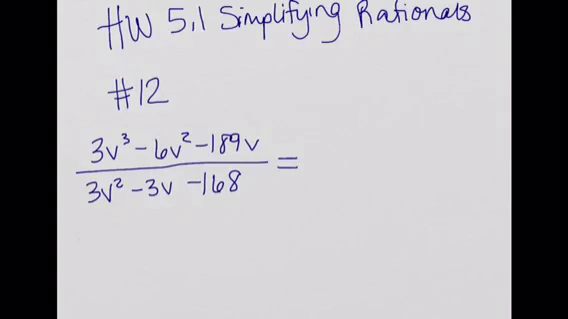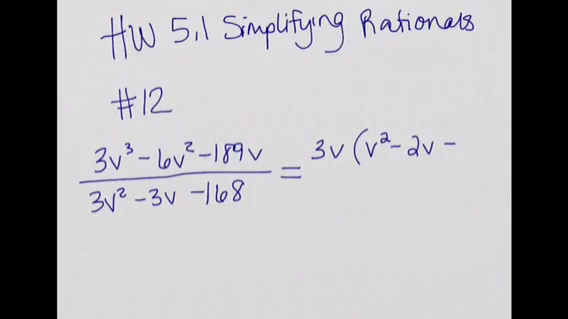So in the top, they do have a GCF. It looks like they have a 3 and a v in common. So that's going to leave me with v squared minus 2v minus 63. Okay, I'm going to have to go back and factor that here in a minute because it is a quadratic term, so I need to continue factoring it.